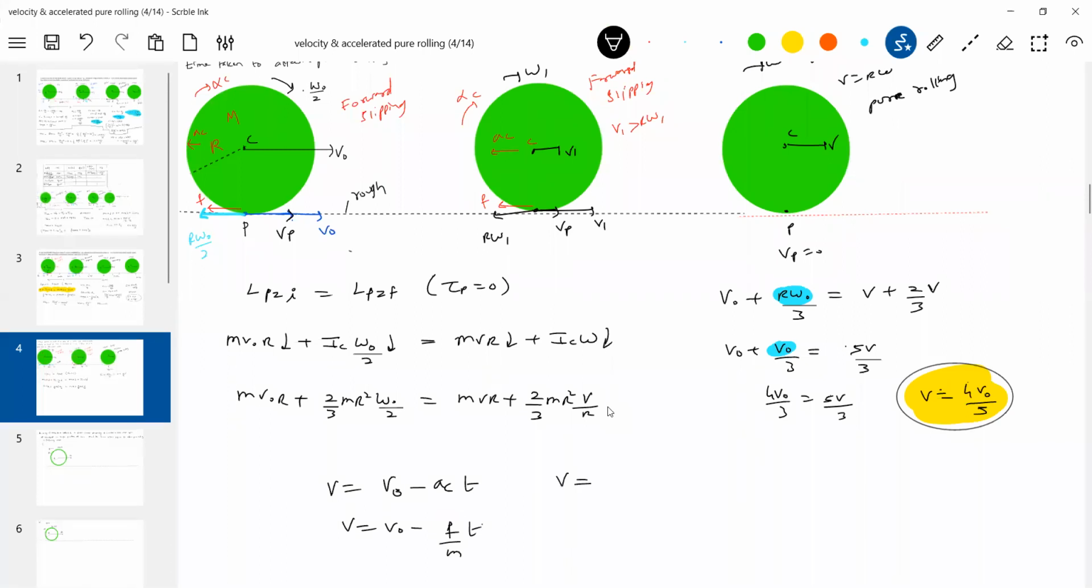Getting confusion? Go back. And what is V? V is 4 V0 by 5. And this is mu g t. So from all this we get the time taken to attain pure rolling.